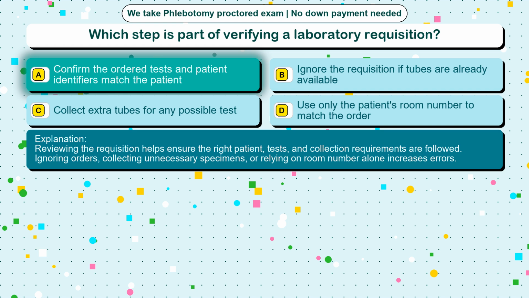Reviewing the requisition helps ensure the right patient, tests, and collection requirements are followed. Ignoring orders, collecting unnecessary specimens, or relying on room number alone increases errors.